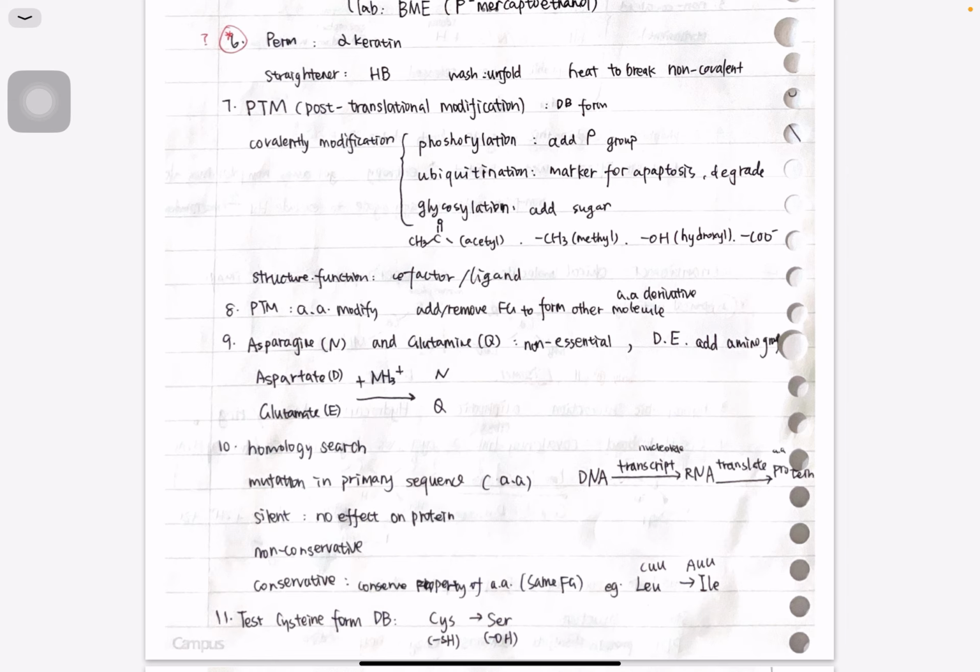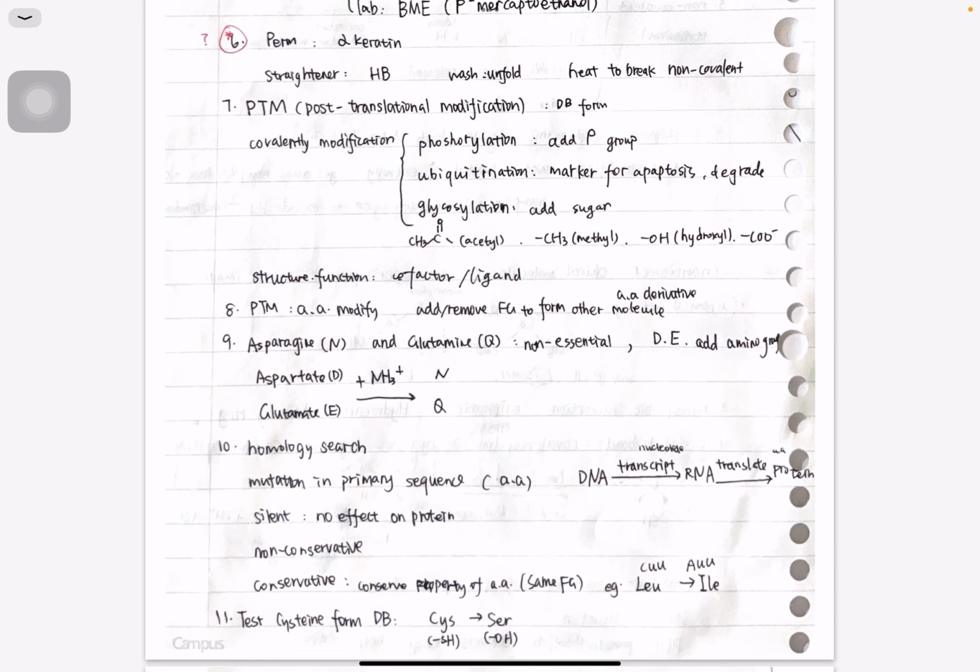And the straightener, that means in our hair there are hydrogen bonds between the strands. So we can use heat to break this non-covalent bond, such as the hydrogen bond. And if we wash the hair, the hydrogen bonds will re-form, and your hair will look like your original.